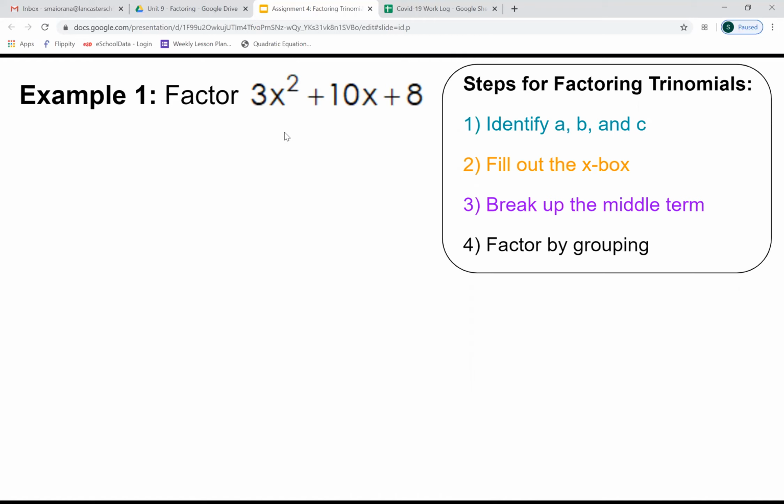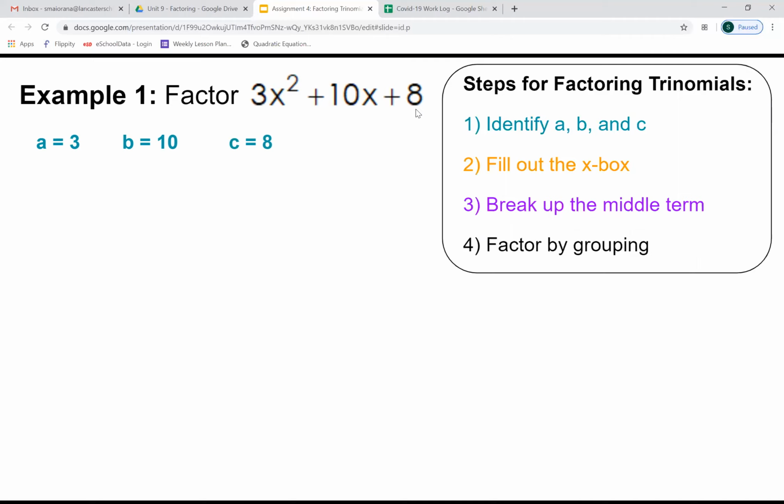First thing I need to do was our very first lesson, identifying a, b, and c. A is the coefficient in front of the x squared term, so in this case a is 3. B is the coefficient in front of the x term, so b is 10. And then c is your regular constant, the number by itself, in this case 8.